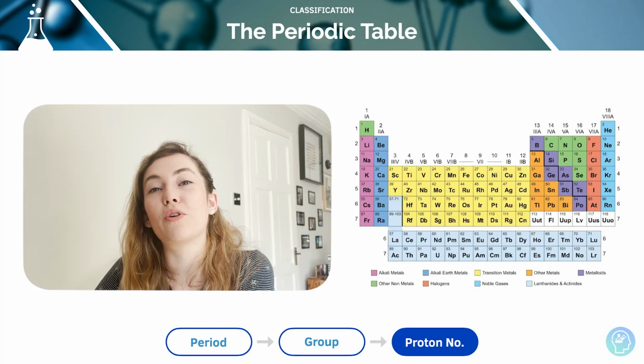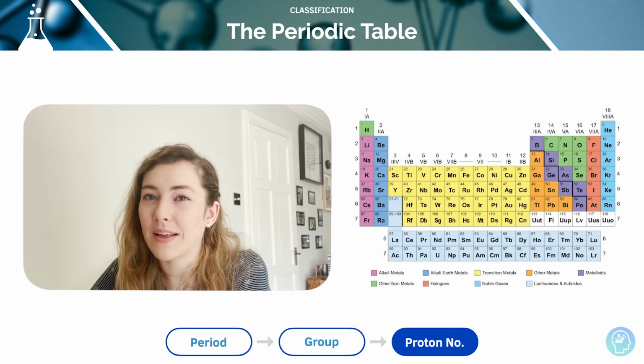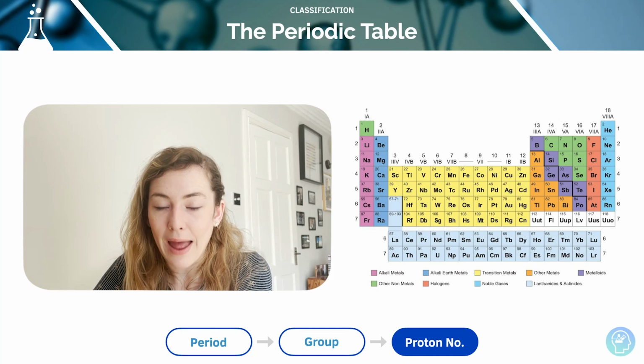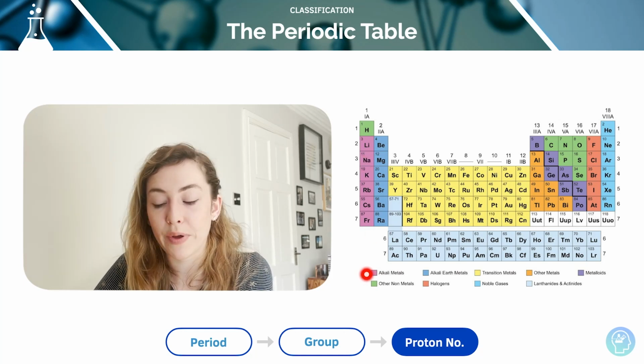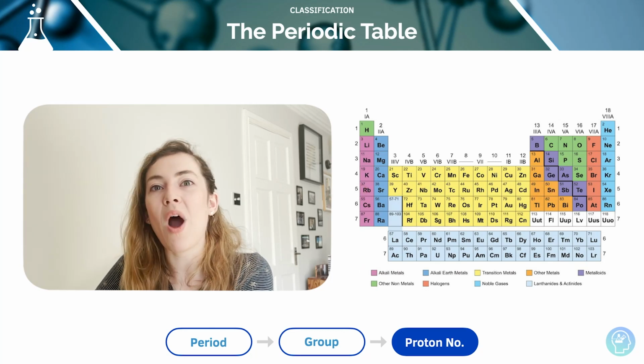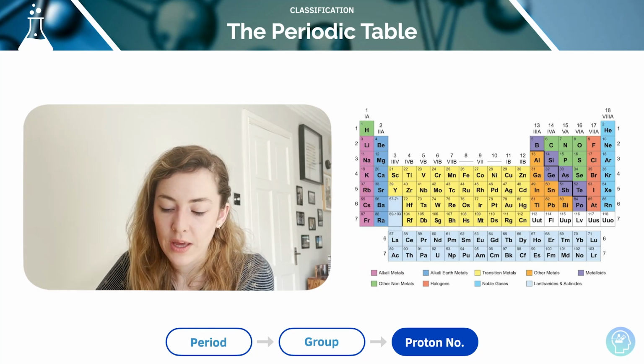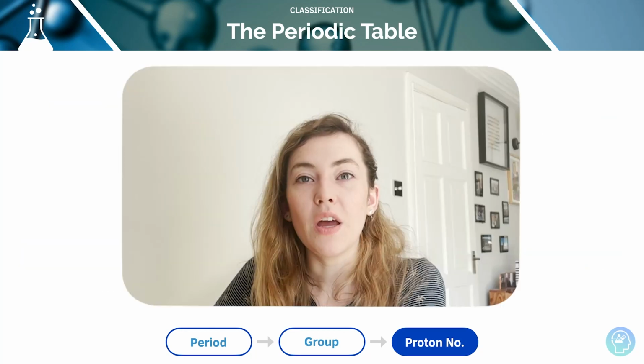Then, of course, you've got the proton number, or the atomic number. That's how we officially refer to it. And that's going to determine the position. So it's going to be in a particular group and a particular row, but where within that it's going to fall is your proton number.